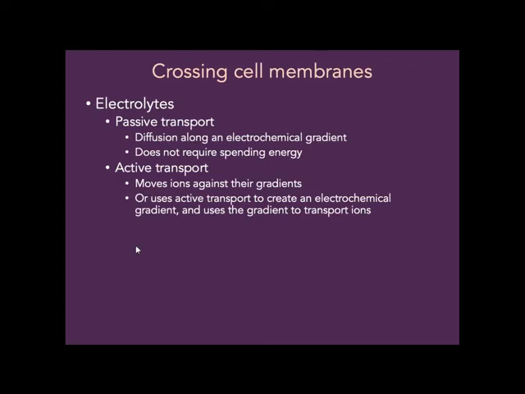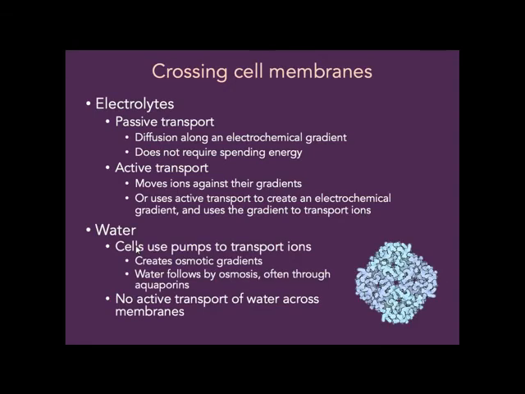So you can either directly pump electrolytes from where there are fewer to where there are more electrolytes, or you can use active transport to create an electrochemical gradient, and then use the gradient to transport ions. So I'll show you that in a second.